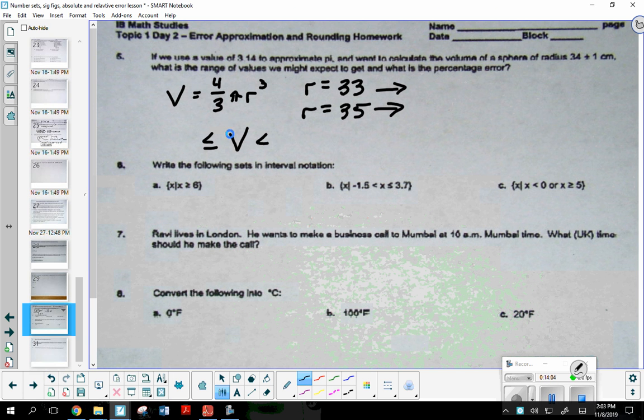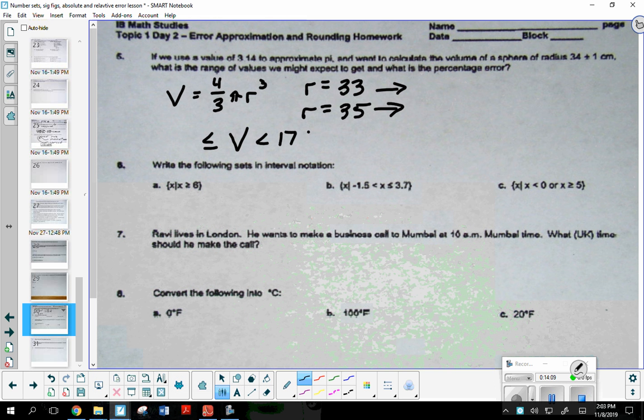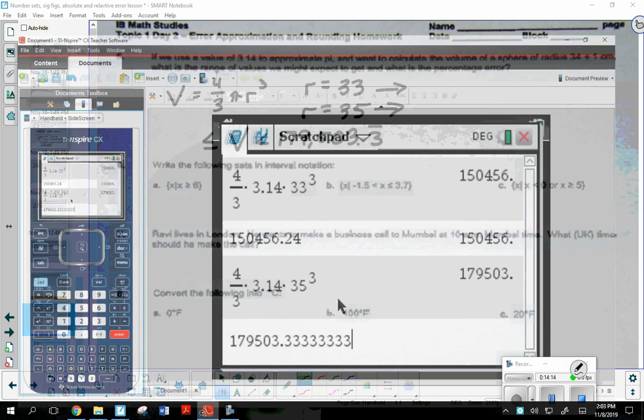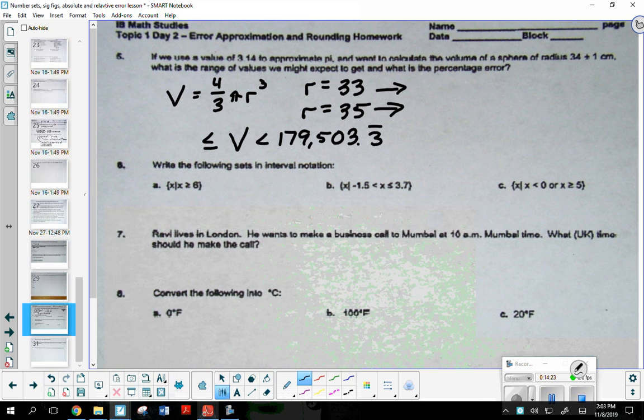So what I'm going to go ahead and do is now say, okay, so the volume is between 150,456.24 and 179,503.3 repeating cubic centimeters. So there's the range of the volumes based on the error.